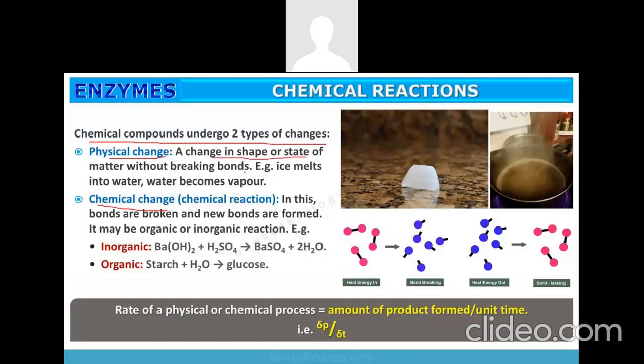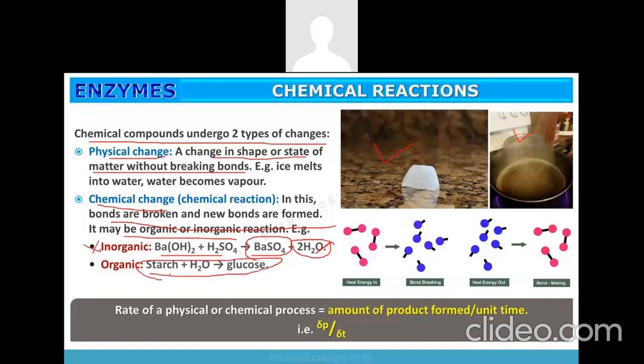Chemical reactions of the enzymes. Chemical compounds can undergo two types of changes. One is a physical change, and the other is a chemical change. In a physical change, there is a change in shape or state of matter without the breaking of bonds, for example, ice melting or water becoming water vapor. But in a chemical change, which is also called a chemical reaction, bonds are broken and new bonds are formed. It can be an organic or an inorganic reaction.